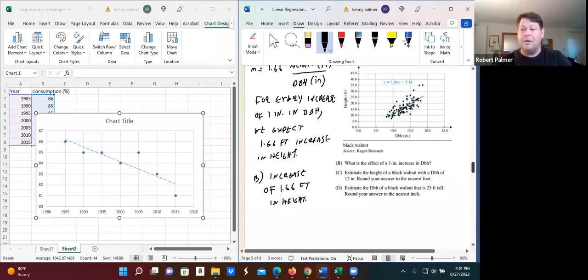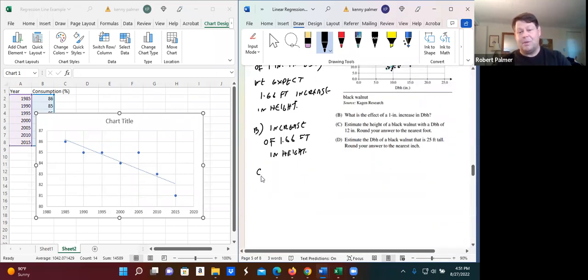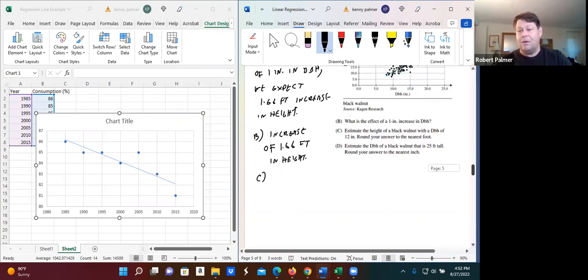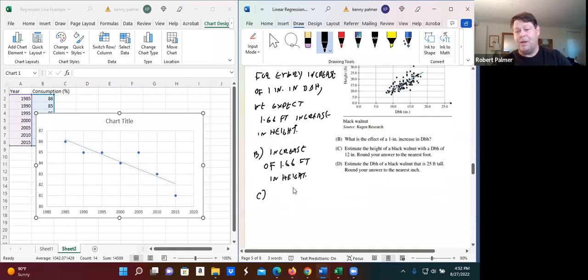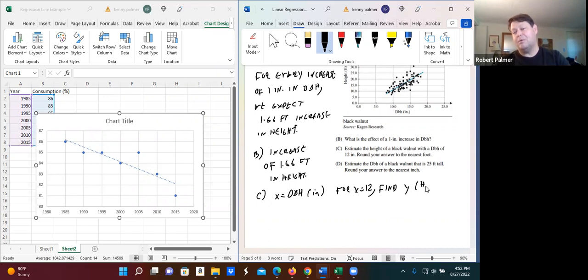Okay, and then part C and D are similar to what we've done before. So I want to estimate the height of a black walnut with a DBH of 12 inches, around the nearest foot. Okay, so here our X is our DBH, as we're treating it as an independent variable. And once again, that's going to be in inches. What I'm going to do then is, for X equals 12, find Y, which is our height. Okay, so plug those in.